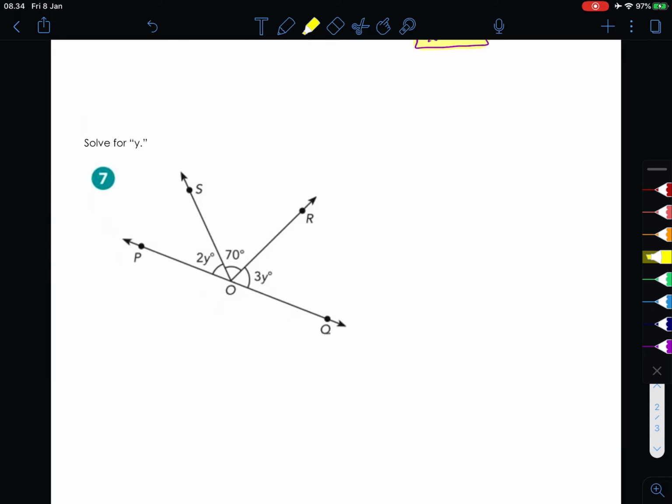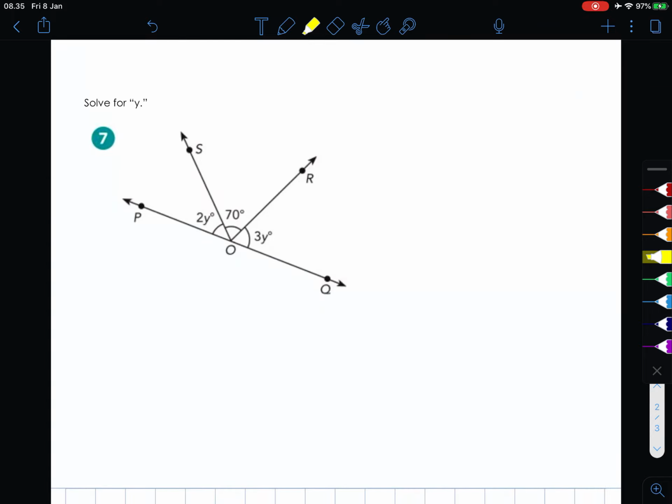All right, this one is similar, this guy down here. All you're doing is adding these together: 2y plus 70 plus 3y is equal to 180. So go ahead and solve that one without me, and we can talk about the answer once we get to class.